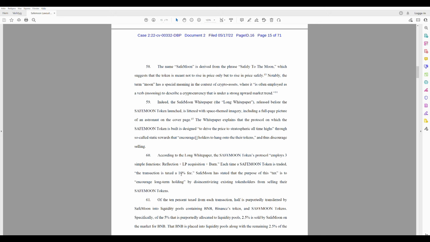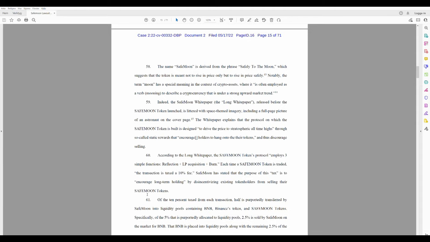Okay, according to the long white paper, the Safemoon tokens protocol employs three simple functions: reflection, plus LP, liquidity pool acquisition, plus burn. Each time a Safemoon token is traded, the transaction is taxed a 10% fee. Safemoon has stated that the purpose of this tax is to encourage long-term holding by disincentivizing existing token holders from selling their Safemoon tokens.